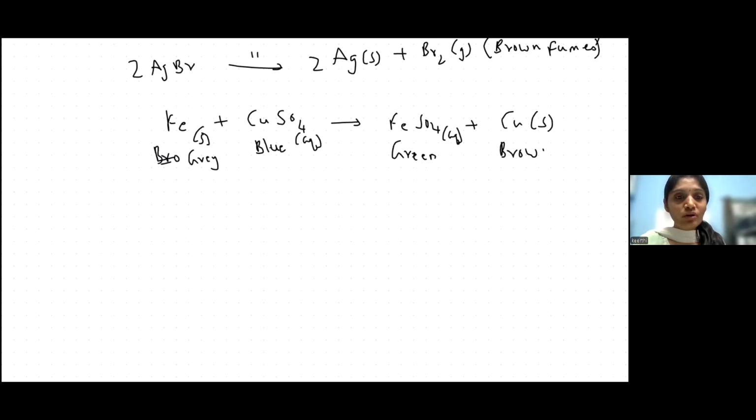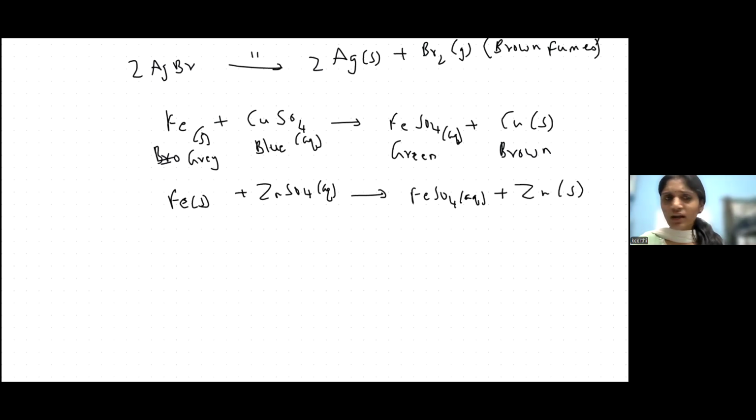Now if you take one more reaction, iron reacts with zinc sulfate. Iron in solid form reacts with zinc sulfate, which is in aqueous form. It can displace zinc from its aqueous solution, giving FeSO4 aqueous plus Zn solid. Now here, the color of iron is gray. Zinc sulfate also is a colorless solution, and FeSO4 also will be a colorless solution and zinc will be in the form of white.